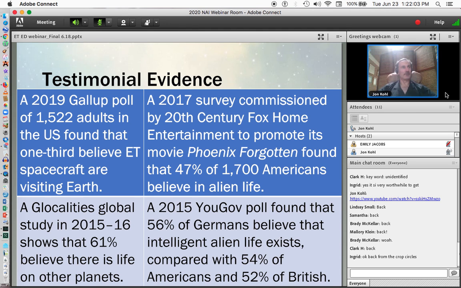Lots of surveys have been done, both nationally and globally. I just cited 4 here, which do appear in the Legacy article. Just a very recent survey by Gallup, and I imagine you all know that Gallup is one of the most prestigious survey organizations, found that 1/3 of Americans believe ET spacecraft are visiting Earth. It doesn't ask how many believe in ET, just how many believe spacecraft are visiting Earth.